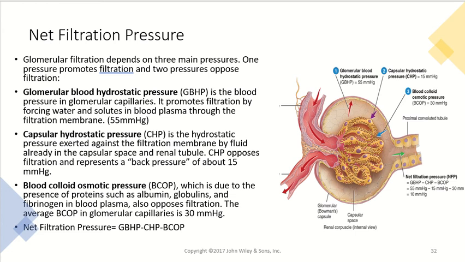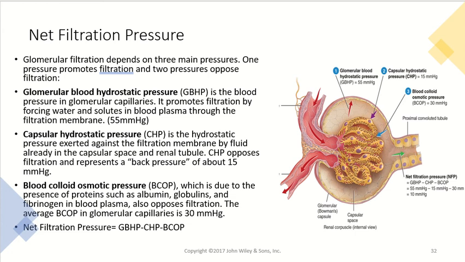Next, the pressure we have is capsular hydrostatic pressure. This is the hydrostatic pressure that's exerted against the filtration membrane by fluids that are already in the capsular space and renal tubules. Capsular hydrostatic pressure opposes filtration and represents a back pressure. This is about 15 millimeters of mercury.